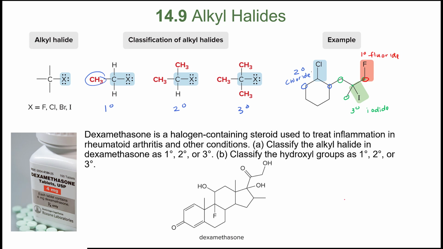Dexamethasone is a halogen-containing steroid that's used to treat inflammation in rheumatoid arthritis or other conditions. So our job is to classify the alkyl halide as primary, secondary, or tertiary, and also the alcohol groups. Our alkyl halide is just this F here. This carbon is bonded to 1, 2, 3, so that one is tertiary. The alcohol over here is primary. This one is 1, 2, 3, that's tertiary. And this alcohol here is, we'll use triangles, 1, 2, so that one is secondary.